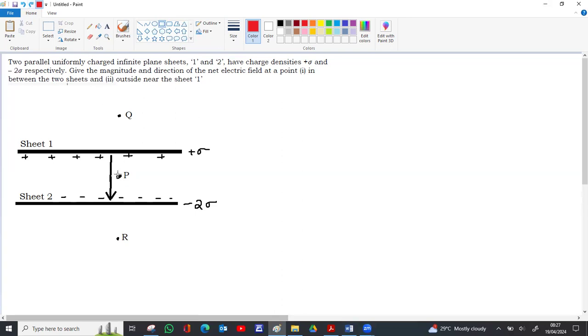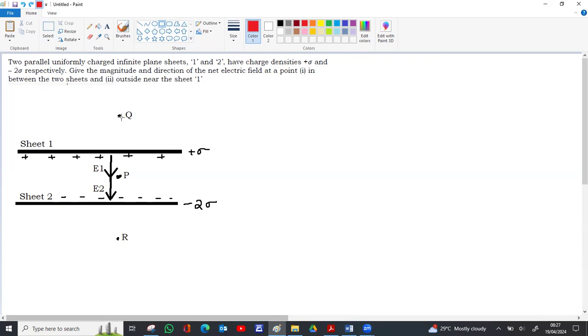Now at P, we find the direction of the electric field due to sheet 2. Sheet 2 is negatively charged, and the test charge is always positive, so the positive test charge will be attracted by the negative plate. So it will also be downward. That means the electric fields due to sheet 1 and sheet 2 both act in the downward direction, negative j cap. j cap is upward, the positive y axis; negative j cap is downward. So here both vectors are in the same direction.